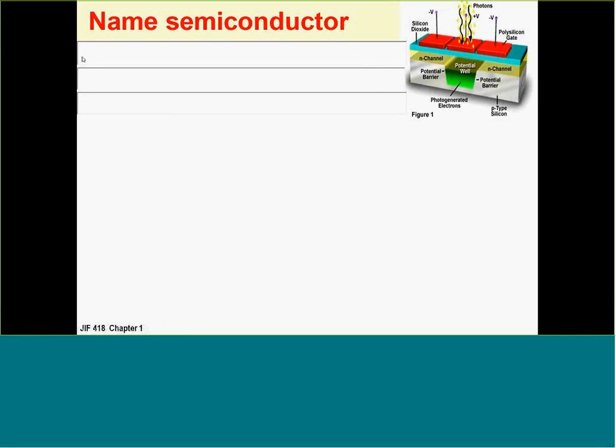Name a semiconductor. If you look in chapter 1, page 2, you'll see several semiconductors there. But basically, of course, you know silicon. Apart from silicon, it depends on the material that you are making. If you are making LED, normally it's gallium based, gallium arsenide, or some other material.